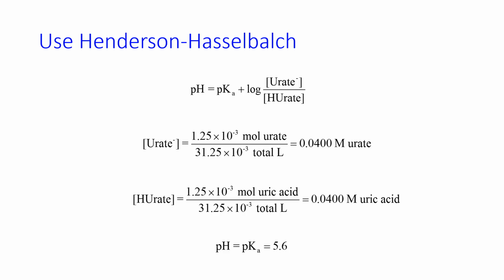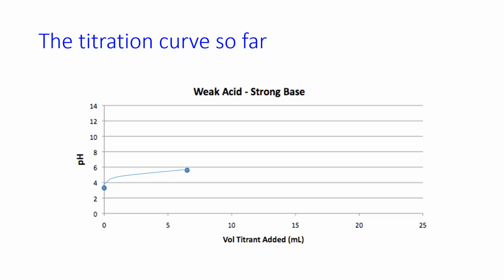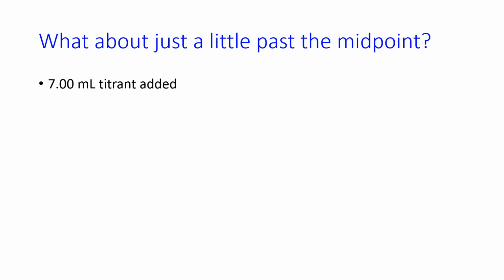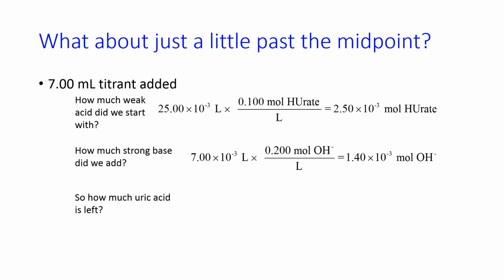In either case, this ratio of conjugate base to acid is going to be 1 at this point in the titration, and so the pH is going to equal the pKa for the weak acid. This is the midpoint of the titration. So our titration curve so far, we start out at pH 3.3 and we have a gradual rise up towards 5.6.